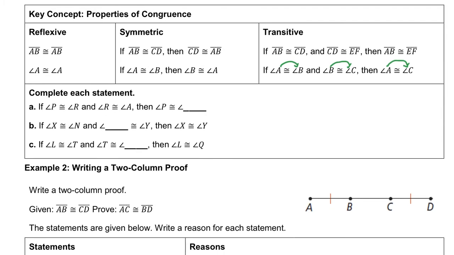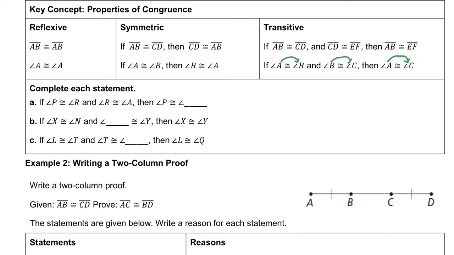So, below this, completing each statement, we're going to use the transitive property for each of these statements. If angle P is congruent to angle R and angle R is congruent to angle A, we can assume that angle P is congruent to angle A, because they're both congruent to angle R. In B and C, it's a little bit different. It's saying that if X is congruent to N and blank is congruent to Y, then X is congruent to Y. For X and Y to be congruent, they both have to be congruent to angle N, using logic with that transitive property.